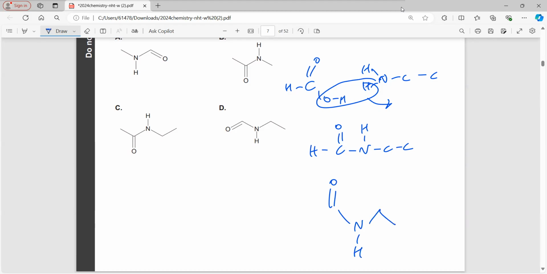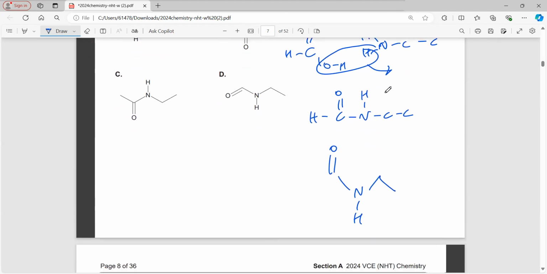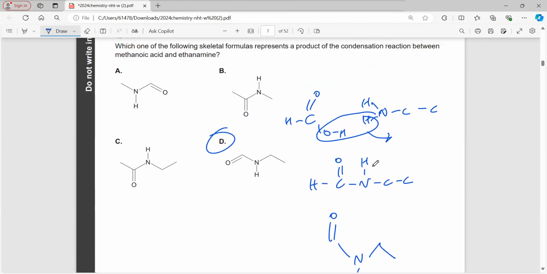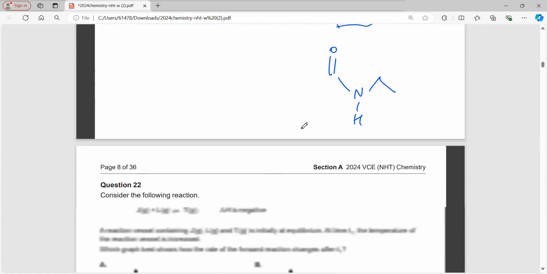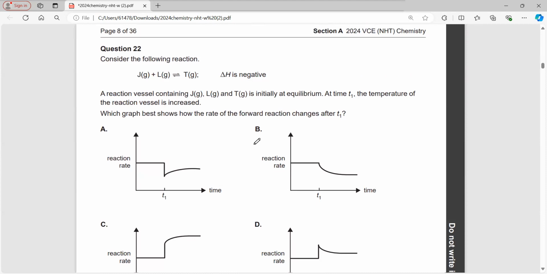So we just need to find something that looks exactly like this, and it wouldn't take too long to see that D is the best answer for us. The reason why it's called a condensation reaction here is because this water is being taken away to form this amide bond. Amide bonds are very, very important, especially in this year's study design.